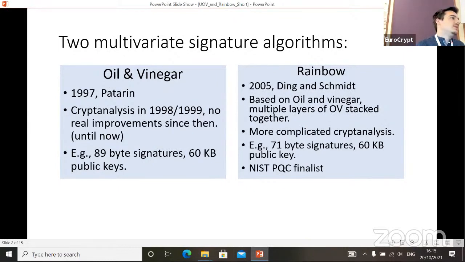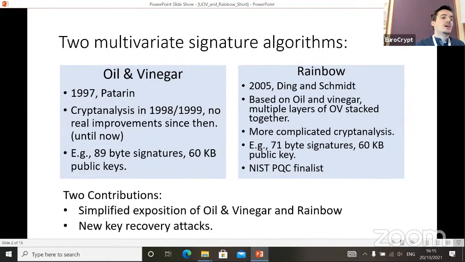The good thing about Oil and Vinegar is that it has very small signatures and it's very fast. But the main drawback is that the public keys can be quite large, for example 60 kilobytes for NIST security level 1. On the right-hand side, we have Rainbow, which is basically multiple layers of Oil and Vinegar on top of each other. It was invented in 2005 by Ding and Schmidt. It's a bit more complicated, but also has slightly smaller signatures. And importantly, it's one of the finalists of the NIST post-quantum competition.